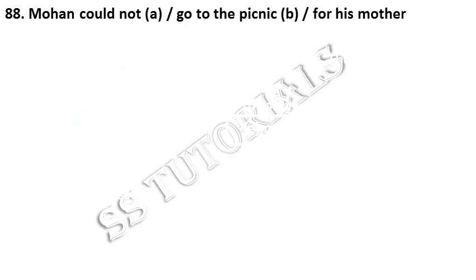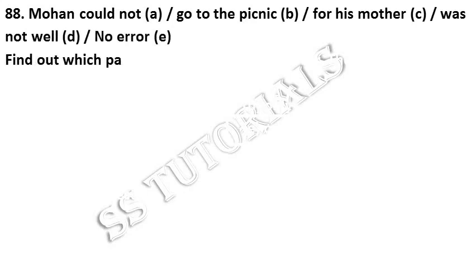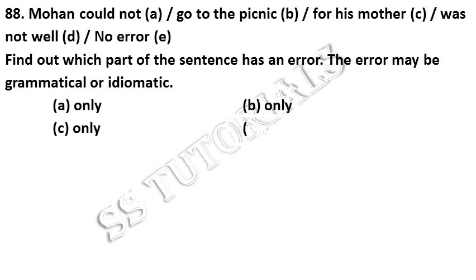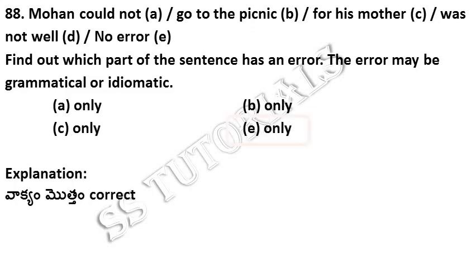Mohan could not go to the picnic for his mother was not well. No error. Find out which part of the sentence has an error. Answer: E.